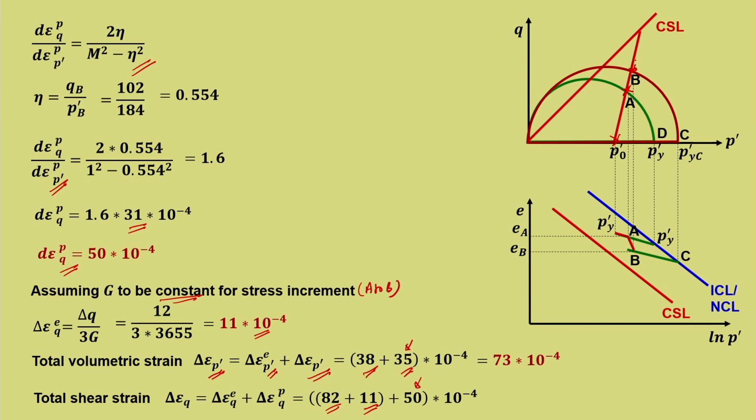So, 82 is the elastic deviatoric strain which it undergoes when it starts from the initial point to point A. 11 is the elastic strain which it is subjected to when it moves from A to B. So, the total strain will be 82 plus 11 plus 50 into 10 raised to minus 4, that will be equal to 143 into 10 raised to minus 4. In the volumetric case this issue did not come up, because we are getting the total volumetric strain from A to B. So, it is easy there. So, here it is 143 into 10 raised to minus 4.